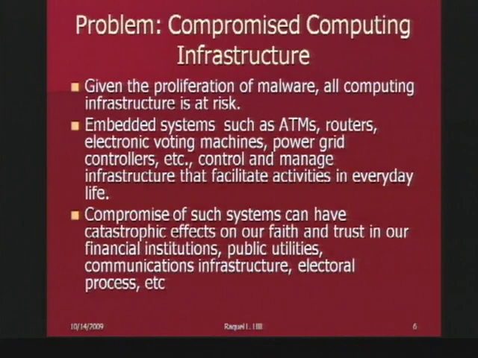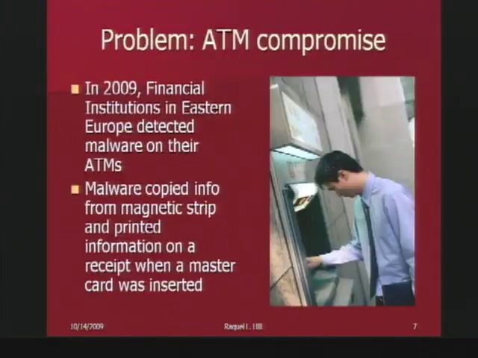And this problem became really interesting to me when I was reading articles earlier this year about the compromise of ATM machines. So earlier in 2009, there were some Eastern European banks that basically detected that their ATM machines contained malware that actually copied the magnetic strip of ATM cards. And so what would happen is that when the hacker actually came up and inserted a MasterCard, what he would get is all the receipts of all the ATM magnetic strips that had been copied.